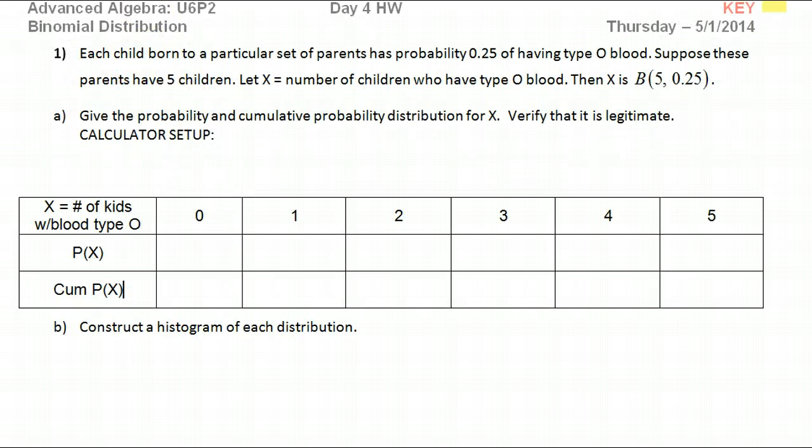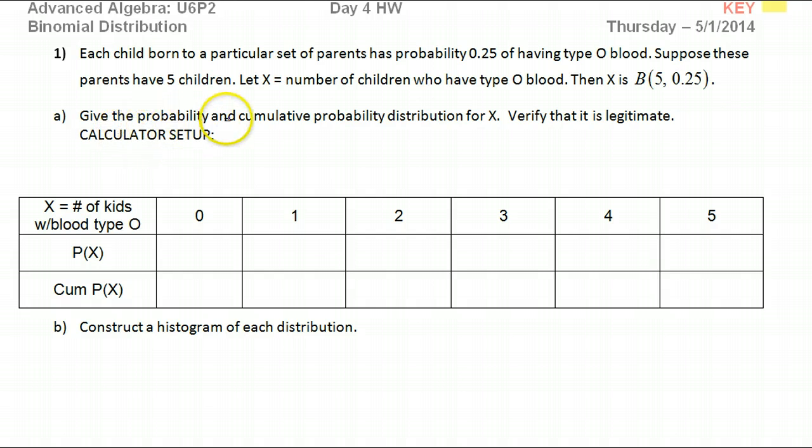Alright, each child born to a particular set of parents has a 0.25 probability of having blood type O. Suppose these parents have 5 children. Let X equal the number of children who have blood type O. In that case, X has the binomial distribution 5, 0.25.